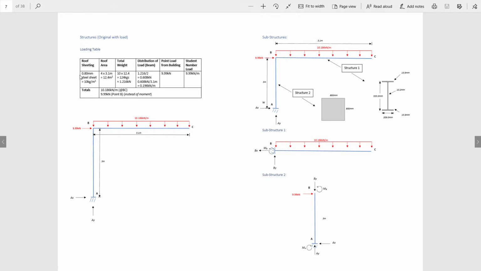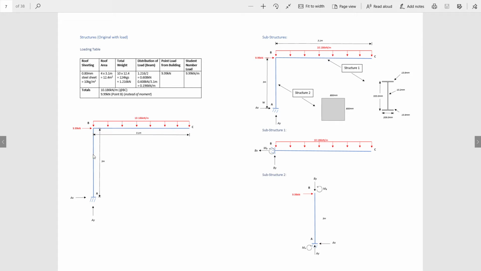Roof sheeting. I've dipped into my knowledge from steel structures, and I've taken the LISAT bond guide, and I've worked out from the roof sheeting on top of the structure that was laying here the area, distributed it onto one of the beams, and then I've added on my student number as a variable. Then I've said the building itself is applying load onto this little corner here as well. So I've added all these loads together, and you can see the loads applied here.